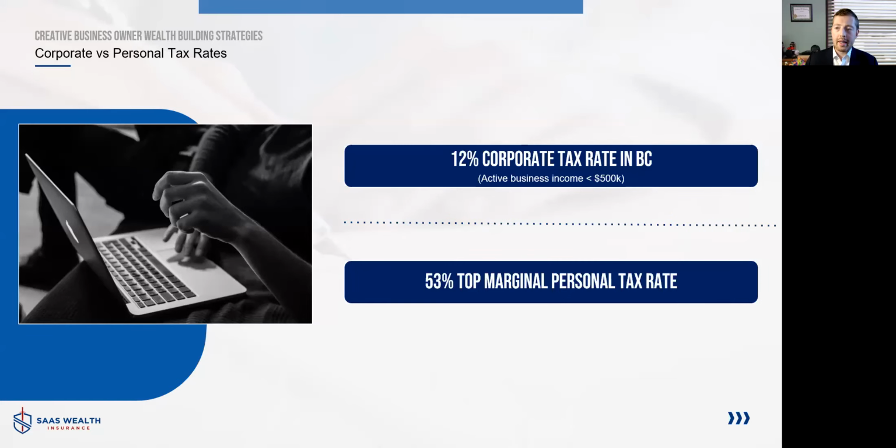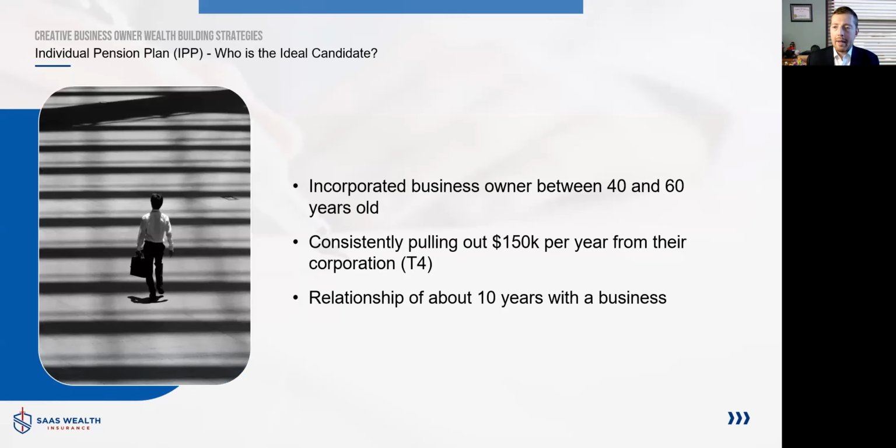Now, first off, before we get into the strategies, let's quickly review that the corporate tax rate in BC is 12%. This is, of course, for active business income less than 500,000. If we're looking at the top marginal tax rate in BC, that's 53%. So there's a massive difference between what your business is going to pay on active business income and how much you're going to pay to flow money out to yourself or potentially your spouse if you're both receiving income from your corporation. I did see a question come in from someone anonymous, and we'll get to that right after these points.